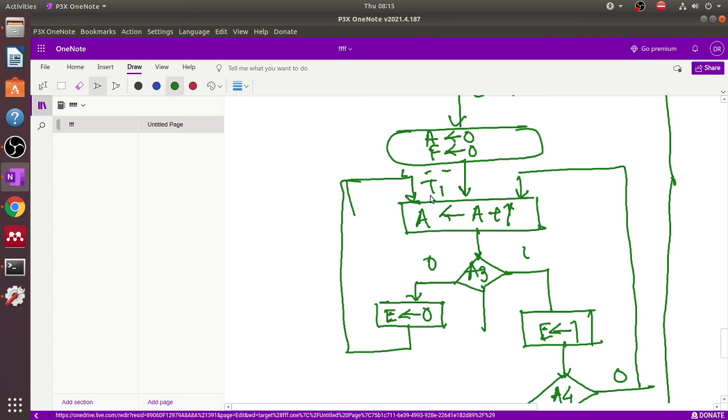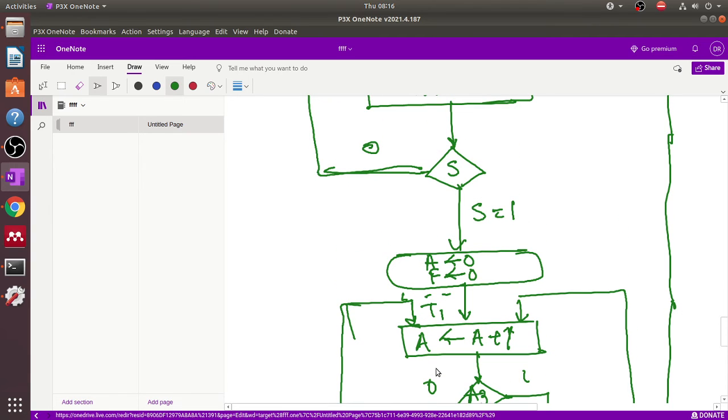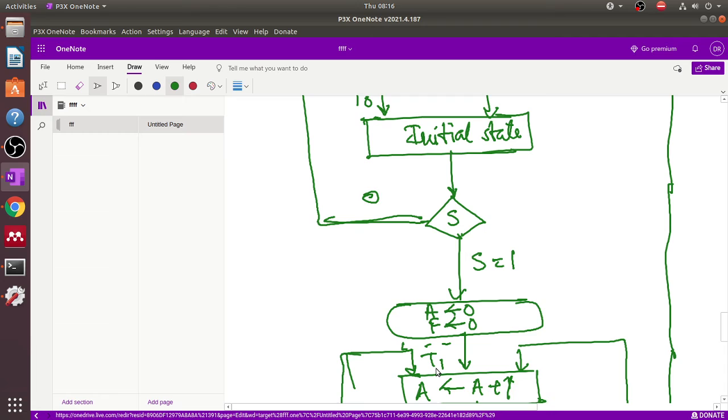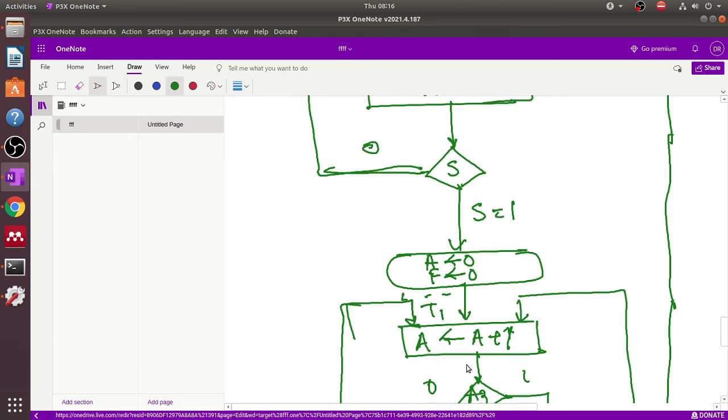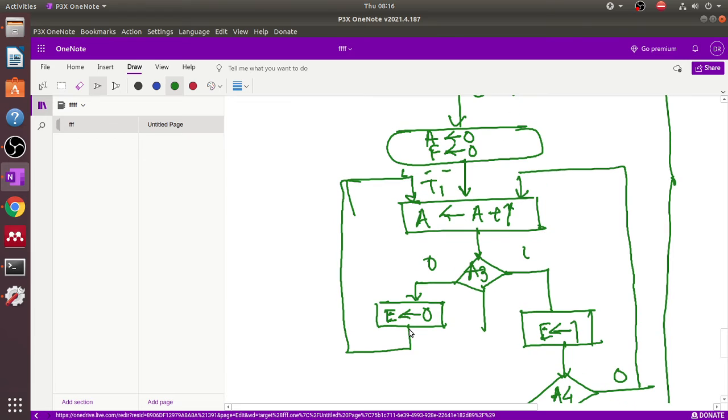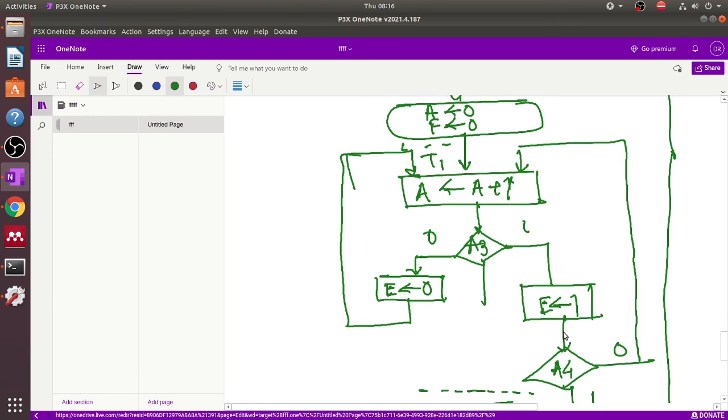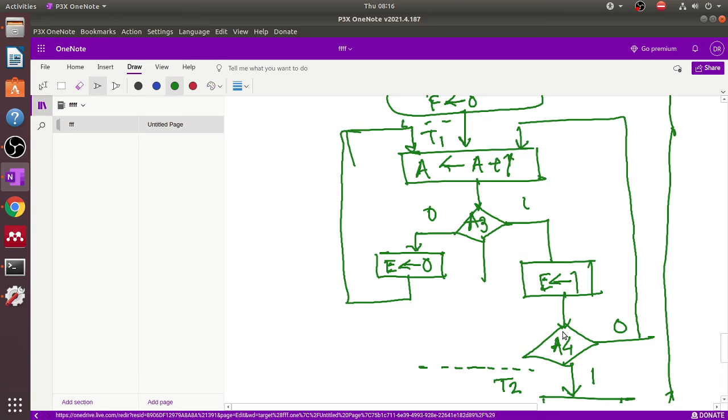The block associated with T1 has two decision boxes and two conditional boxes. So T1 is basically the timing state 1. And the counter is incremented every clock pulse. At the same time, one of three possible operations occurs during the same clock pulse transition. Either E is cleared and control stays at state T1 when A3 equal to 0, or E is set, and control stays at state T1, that is A3 A4 equal to 1 0.